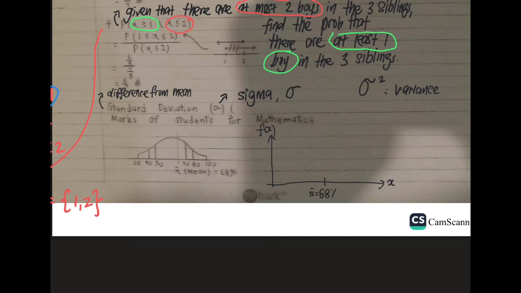68% will be the tallest of the mountain shape, or the bell shape. In other words, we call this a bell-shaped graph. In a bell-shaped graph, the maximum happens at the mean. The mean is 68, so the maximum is there. Okay, then how do we relate it with standard deviation?